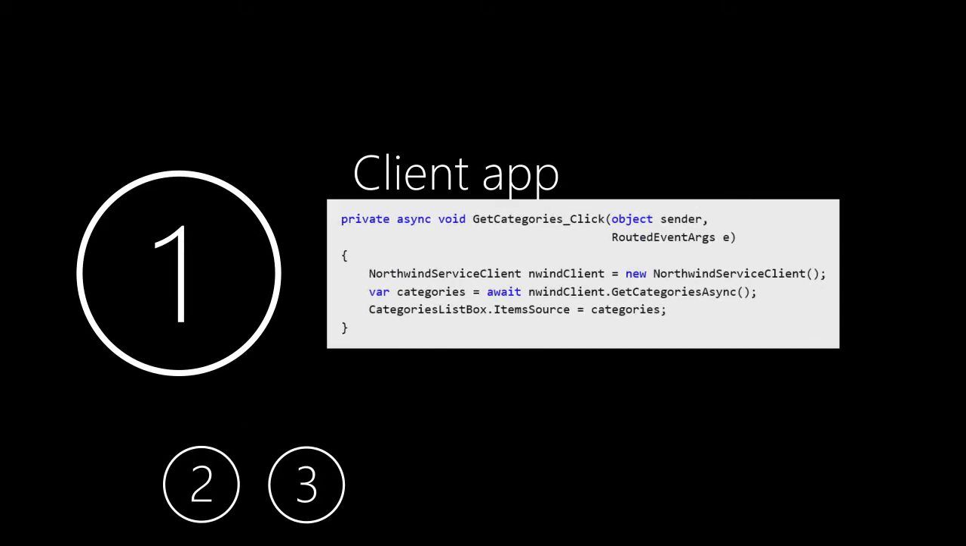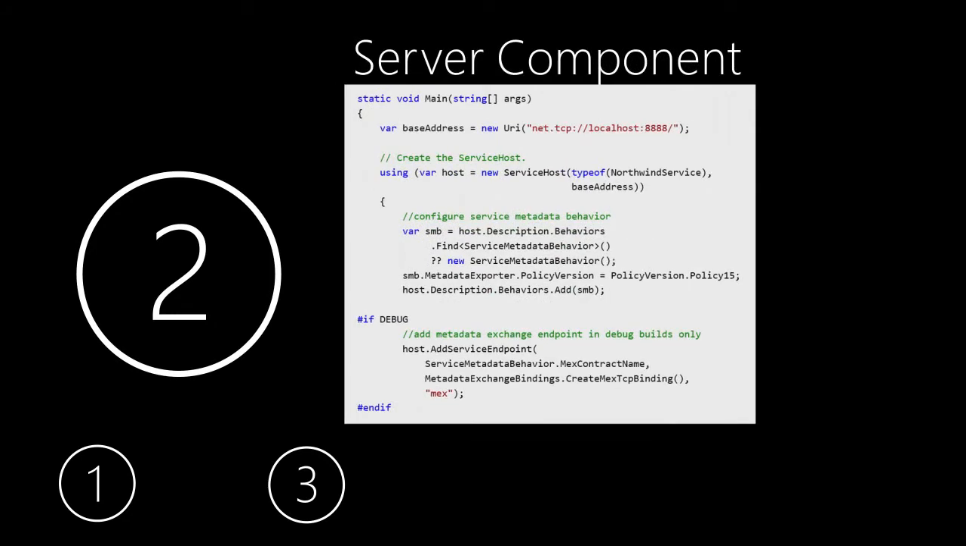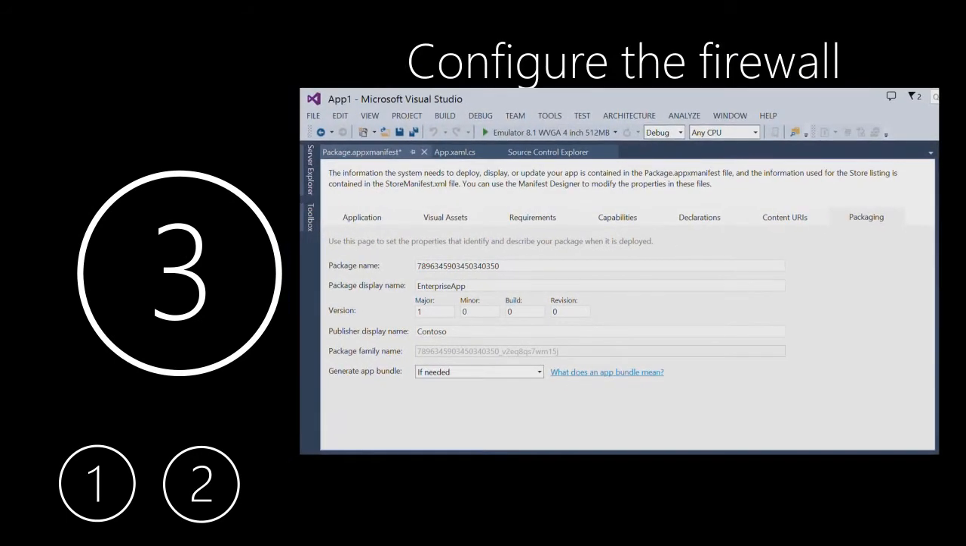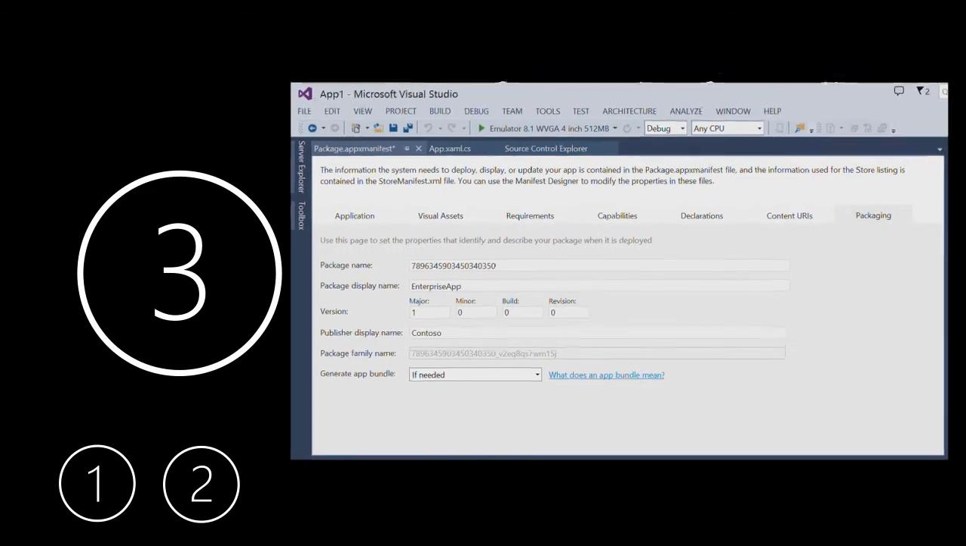There are 3 steps to writing this type of app. 1. Write the client app using the Windows runtime. You can use any supported language, including C# and JavaScript. 2. Write the server component. The server application can be written in WCF or ASP.NET, or even with Node.js or a language such as PHP. 3. Configure the firewall to allow the apps to communicate with the server. This can be configured by the system administrator or programmatically.